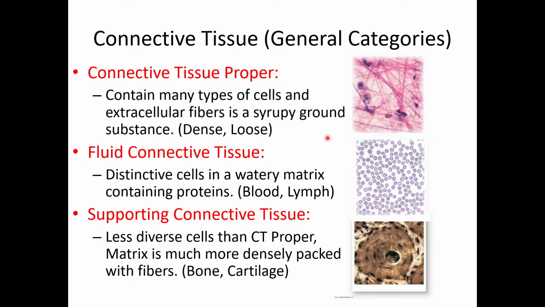So anything that's flowing through our blood vessels is going to be our fluid connective tissue. And then finally, the supportive connective tissue is going to be stuff that is densely packed, that is going to allow for support more so of the entire body rather than the organs themselves. But here we can see the tissue proper. This is going to be a big topic that we're going to be talking about first.